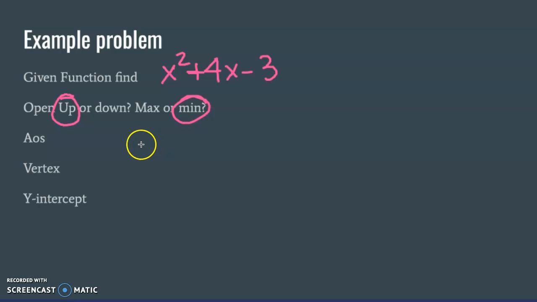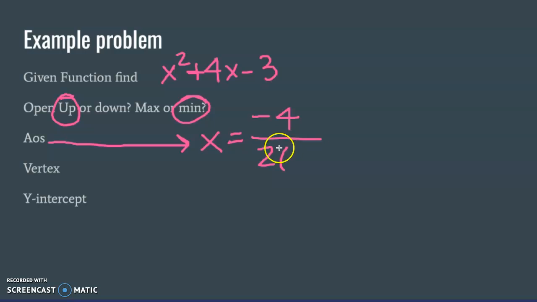We need to find, it's going to be x equals negative b. Well, this happens to be a 4, so I'm going to want a negative 4. If this had already been a negative 4, I'd have plugged in a positive 4. Over 2 times a, which is 1. Love that, because now it's just negative 4 over 2. And I know that's negative 2. So axis of symmetry, x equals negative 2.